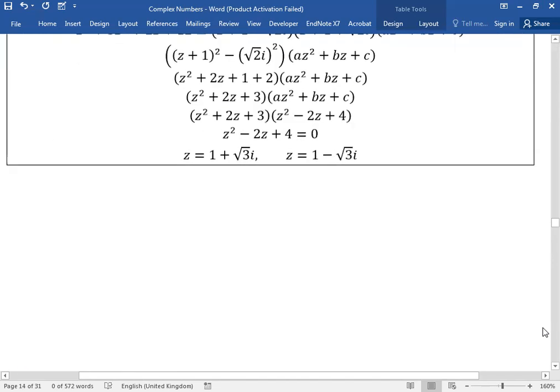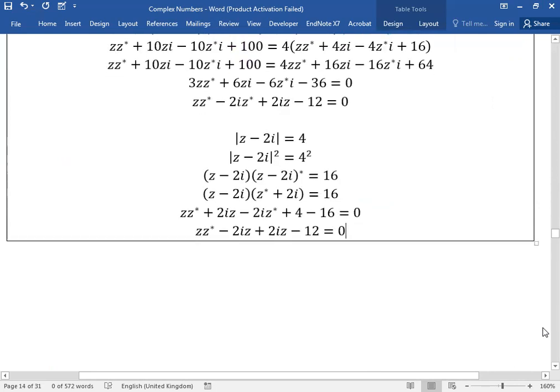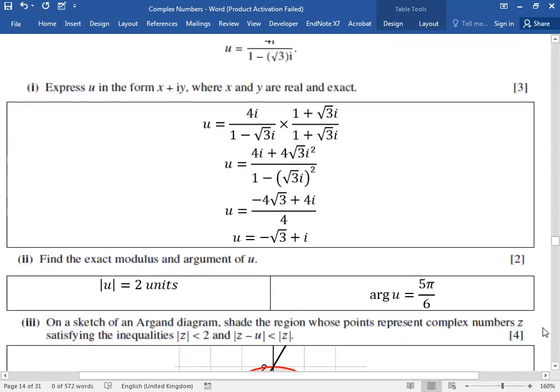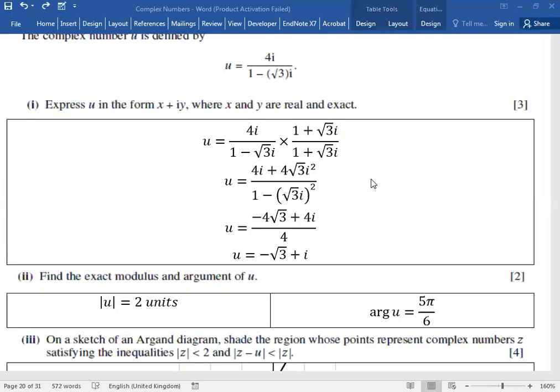Okay, class. Now let's try to attempt this one. Okay, class. So once we have figured out the value of u, it is negative under root 3 plus iota.